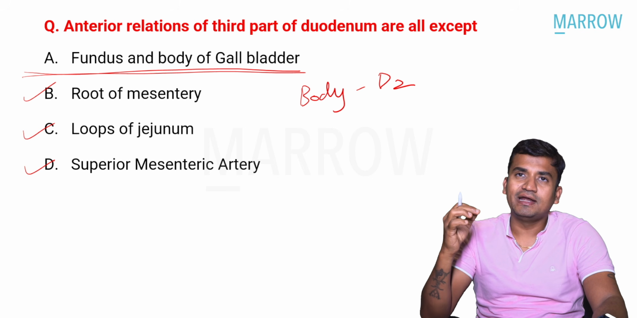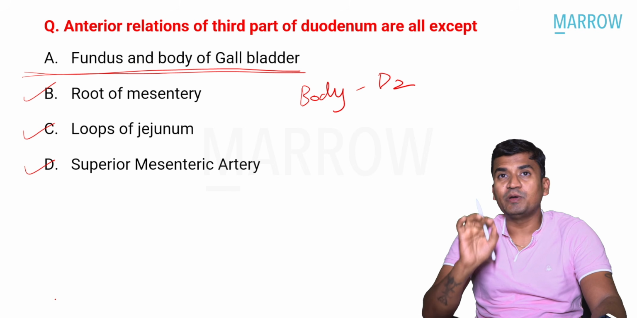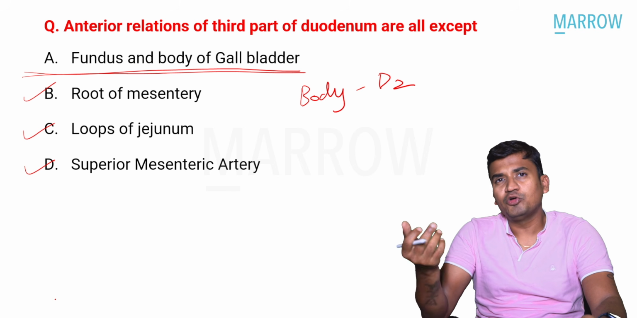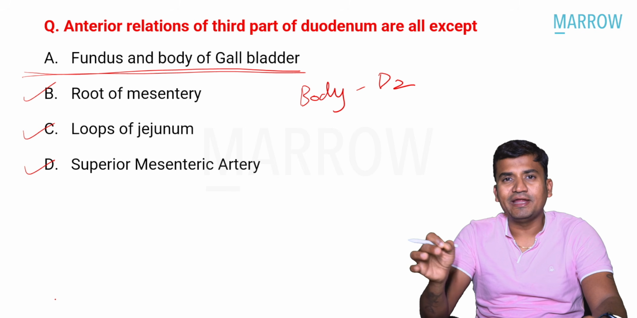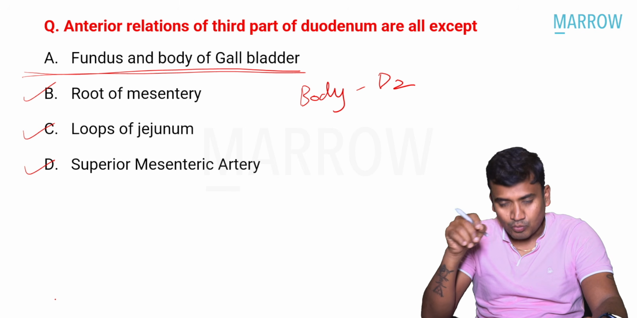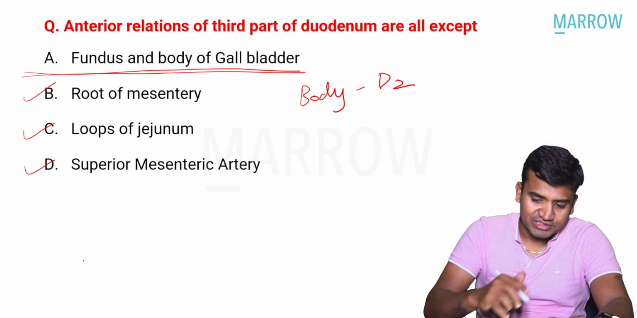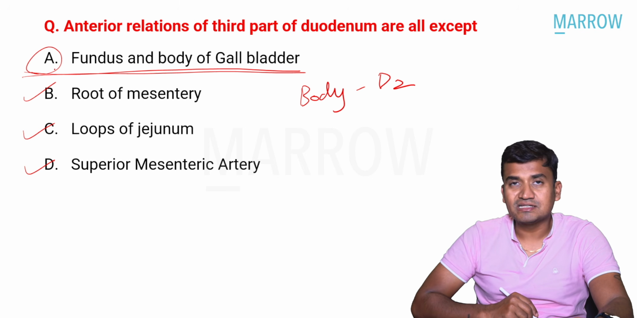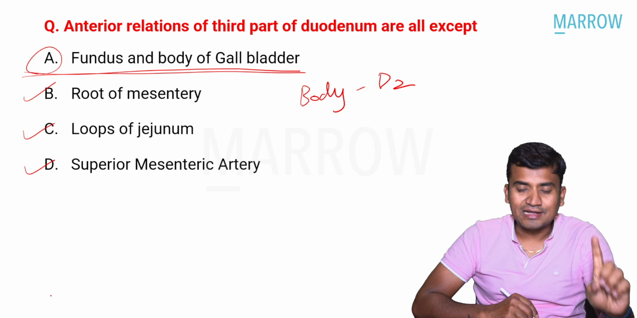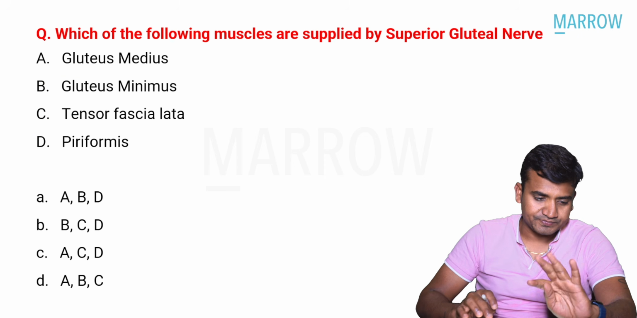So the fundus of gallbladder is lying in the transpyloric plane. Transpyloric plane, I hope you know that. It is a horizontal plane at the level of the lower border of L1. So the answer for this question is all are except the fundus and body of gallbladder. It is not related to the third part of duodenum.